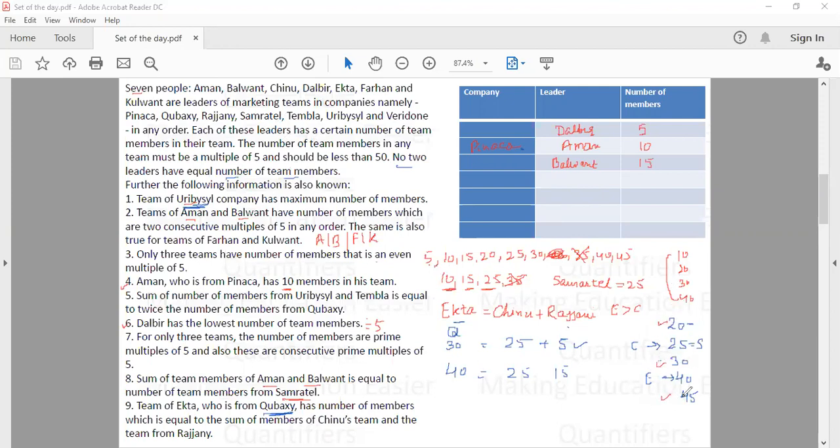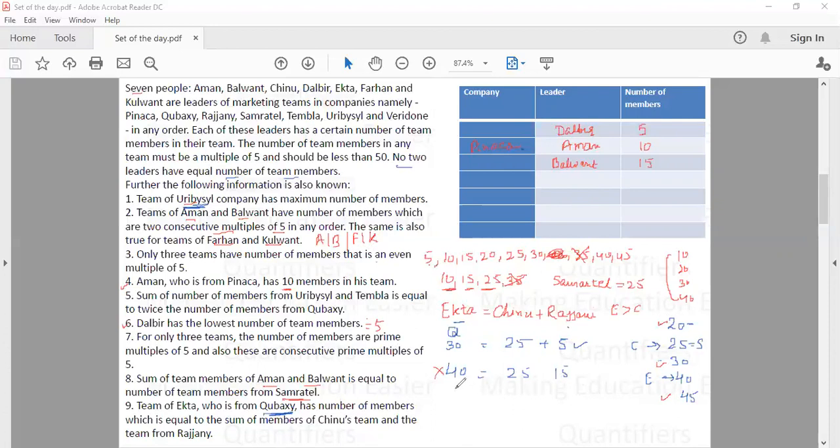So if I take any two of these three possibilities, you can see that the numbers of the members in their teams will not be consecutive multiples of 5, but the question says the number of members in the teams of Farhan and Kulwant should be consecutive multiples of 5. In this case, it cannot happen, right? So if I take this case 40, 25 and 15, where 40 is the number of members in Ekta's team, 25 is in Chinu's team, and 15 is Rajani's team, I cannot get two consecutive numbers where I can put the values for Farhan and Kulwant. That is simply not possible. So this is not a valid case, right?